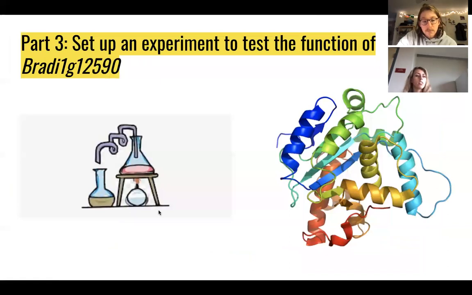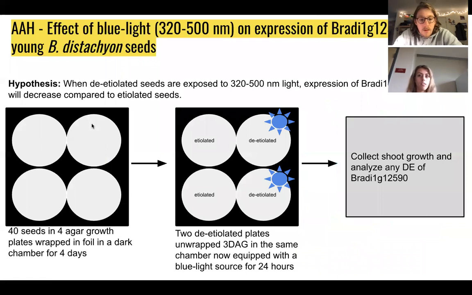And then lastly, we set up our own experiment to test the function of our gene based on what we had learned about it. Since our gene showed differential expression between etiolated and de-etiolated plant shoots, we decided to test the effect of a specific wavelength of light, blue light.